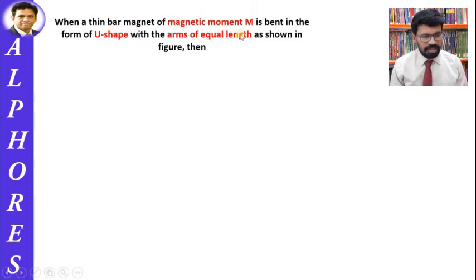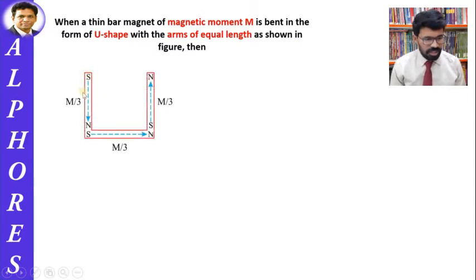Now see, a thin bar magnet of magnetic moment m is bent in the form of a U shape with the arms of equal lengths, as shown in the figure. So he is talking about a situation. One thin bar magnet is taken and bent in the shape of a U, such that this arm, this arm and this arm all have the same length. So this is south pole. If this is south, this will be north. If this is north, this will be south.